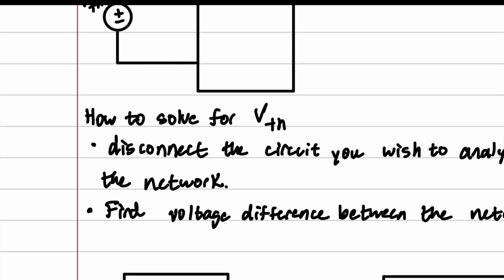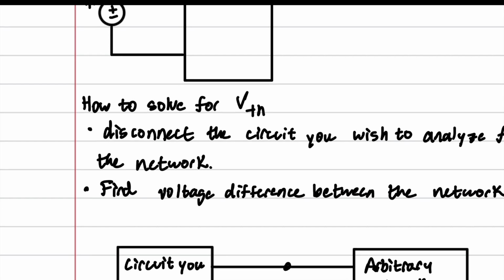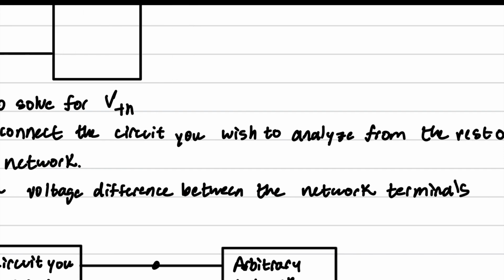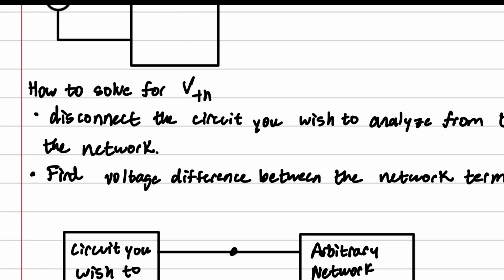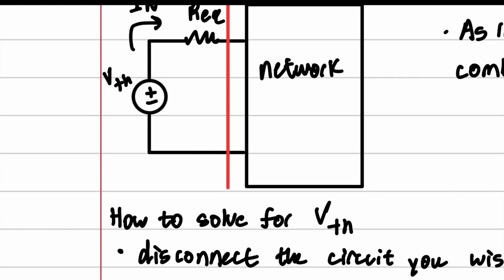Now, you really want to know how to solve for V Thevenin, right? The first thing you're going to do is disconnect the circuit that you wish to analyze from the rest of the network. Basically, we're just going to take a pair of pliers and cut it, and the network will be disconnected from the circuit that we want to analyze.